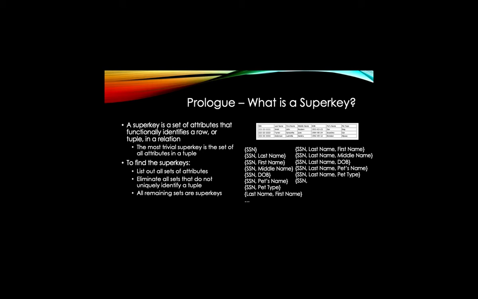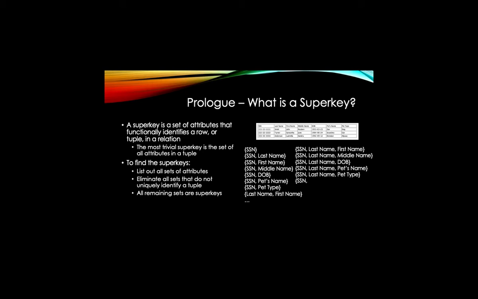It's not necessarily important to do that, but we do need to at least sit down and go through some type of exercise around, what are the things that uniquely identify a tuple? To do that, we take all of these combinations that we come up with, and then we go through and eliminate all the sets that do not uniquely identify a tuple.